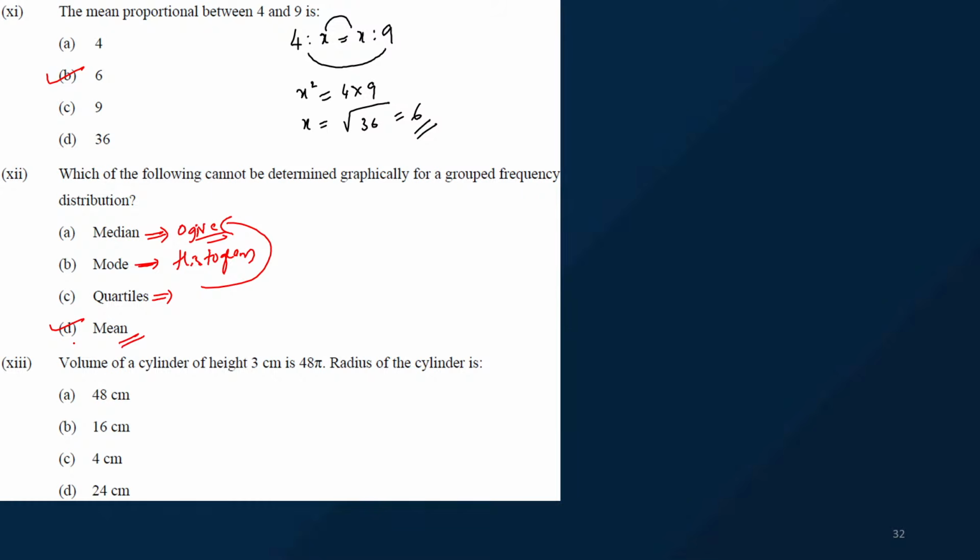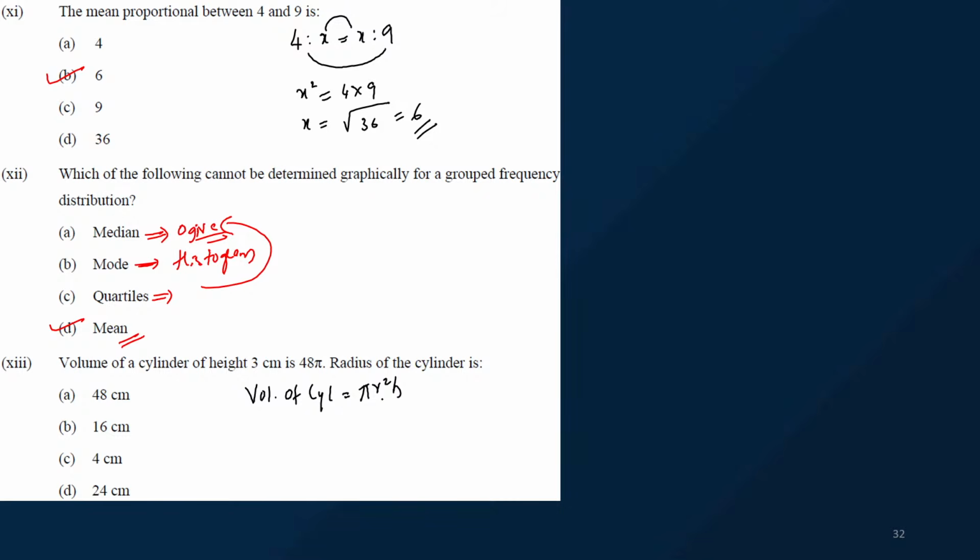Now, the volume of a cylinder of height 3 centimeter is 48 pi. What is the formula to find the volume of a cylinder? You have to be very perfect with the formula. Pranav has confirmed that he is following it. Thank you, Pranav. If you have your friends, please ask them to join. So the volume of a cylinder is pi r square h.